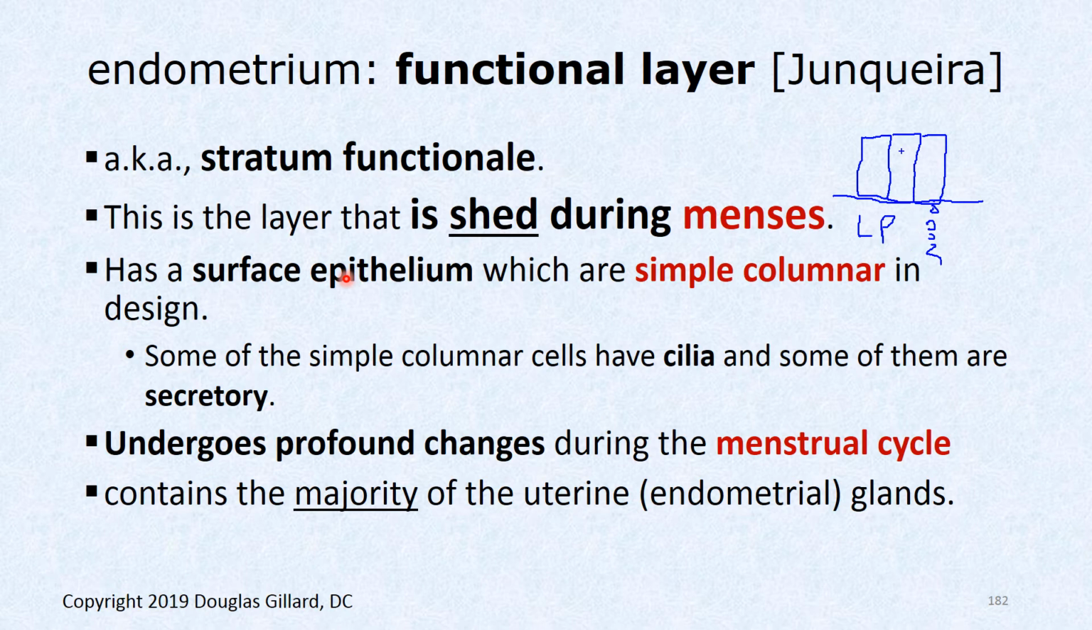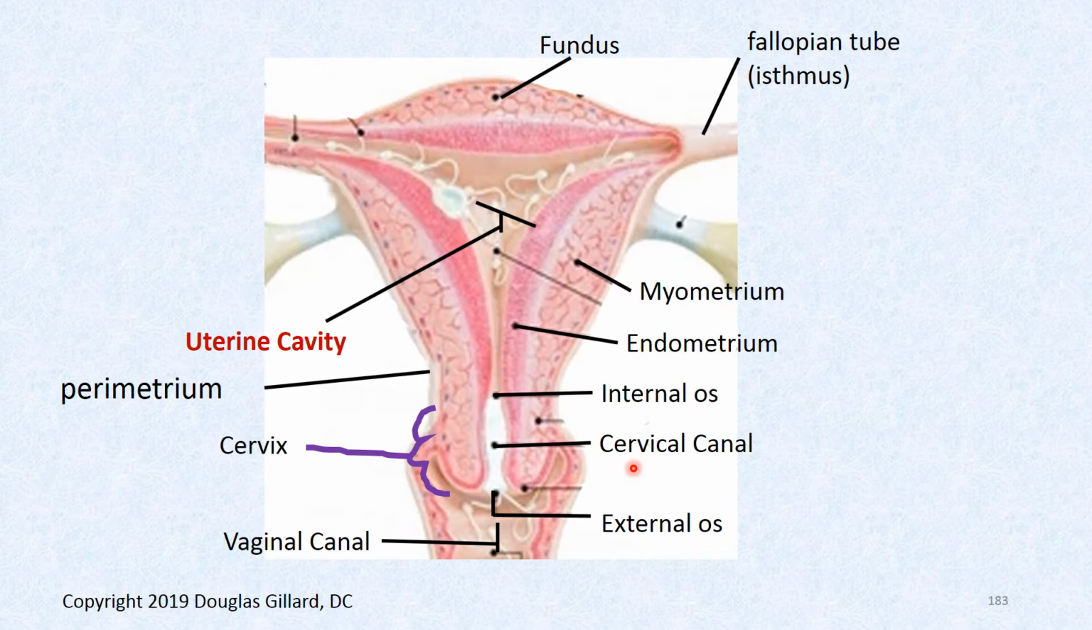The other weird thing about these cells, some of them have cilia on them, and some of them don't. Some of them are little juice secretors, right? So some are ciliated, some are secretory, and they go crazy. Changes occur in this whole region cyclically.